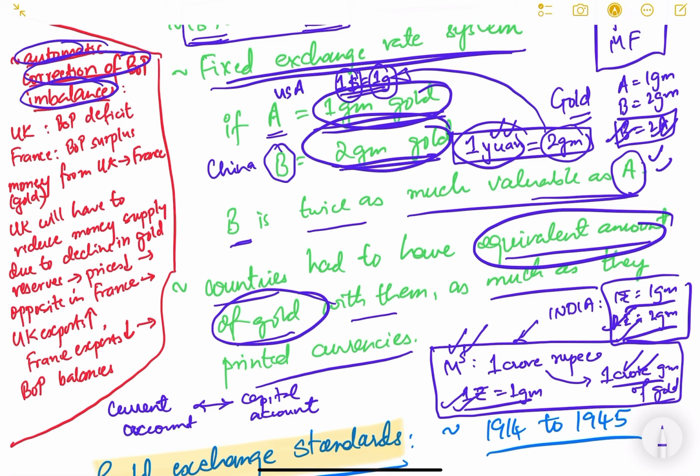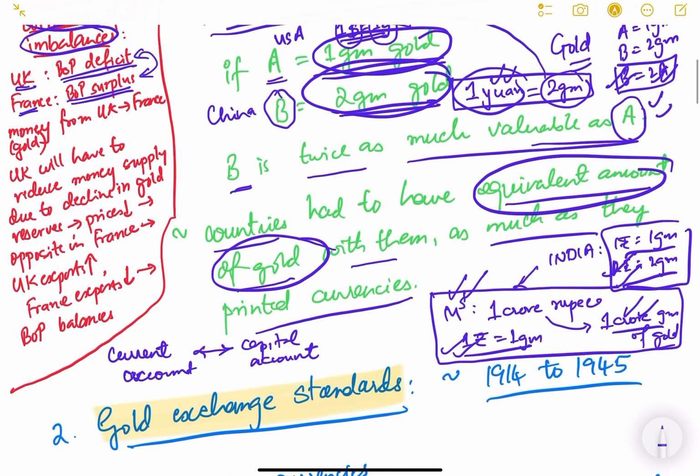So let us say that there are two countries, UK and France. Okay, UK is having a balance of payment deficit and France is having a balance of payment surplus, and they are trading with each other. Now, let us assume that there is only current account, that is, only trade in goods is happening.